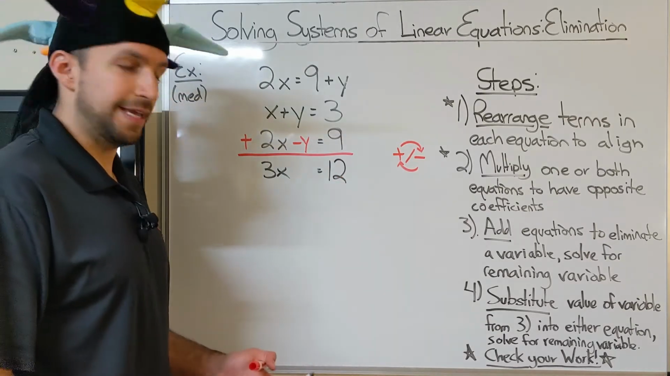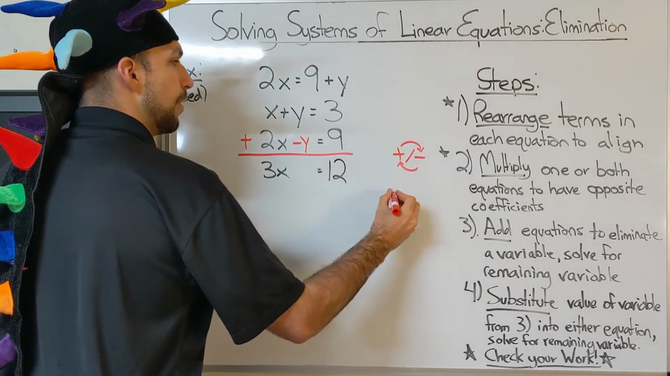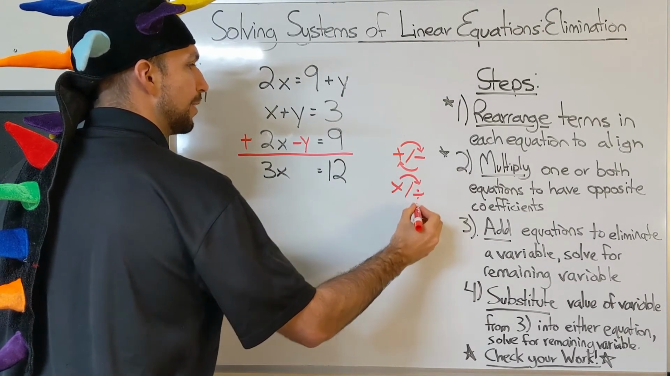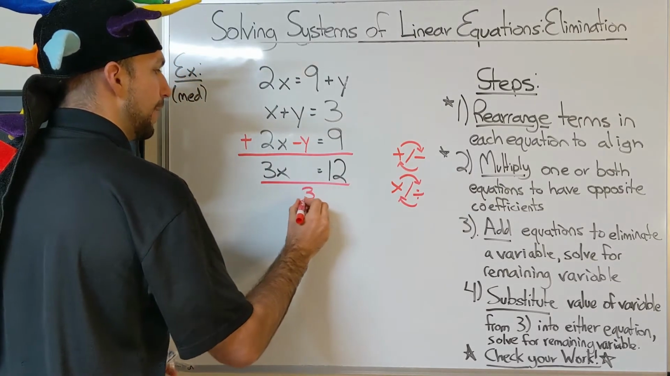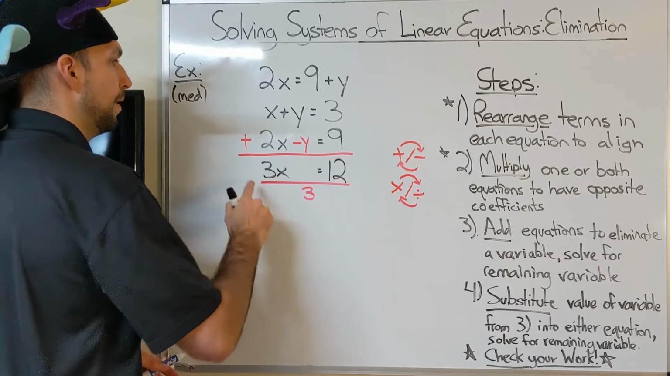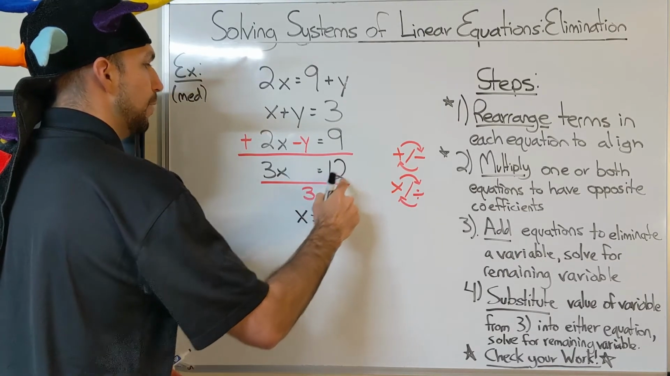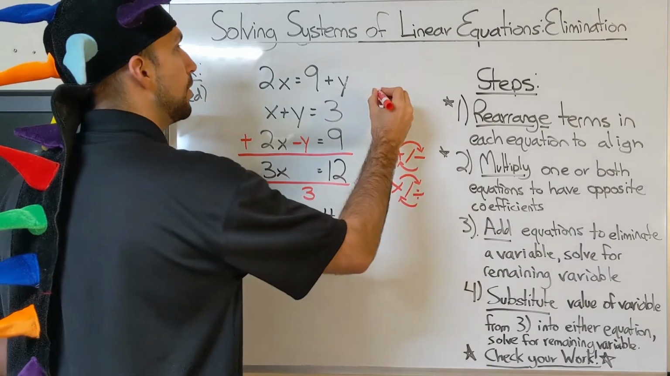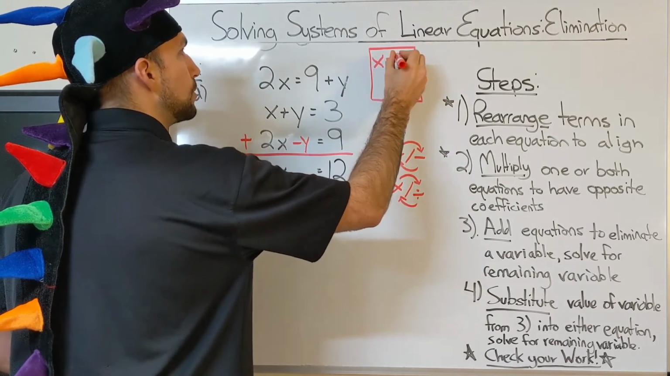So from here, this is very easy to solve. We have 3 multiplying an x. Since coefficients multiply their variables, the opposite operation of multiplication will be division. Let's divide everything by 3. 3x divided by 3 is simply x, is equal to 12 divided by 3, which is 4. So we believe we found one of our solutions being x equals 4.